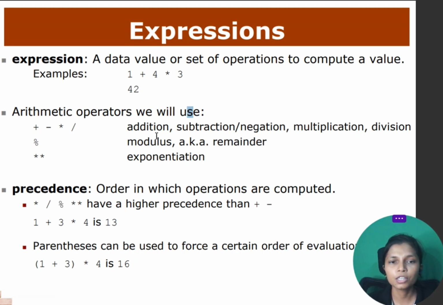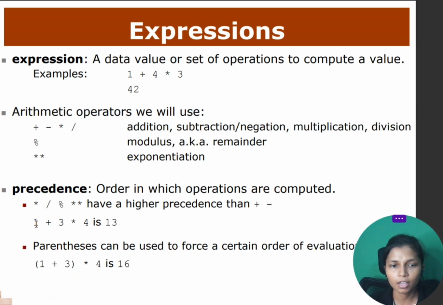After writing an expression, there is one more important concept, that is precedence. It means how you are going to handle them. It is the order in which operations are computed, which means the order in which the expression has to be calculated. Suppose I am writing multiple operators, which says 1 plus 3 multiply 4, like I have written above, where it was 1 plus 4, but here it is 1 plus 3 multiplied by 4, which we know is 13. But how come this is 13?